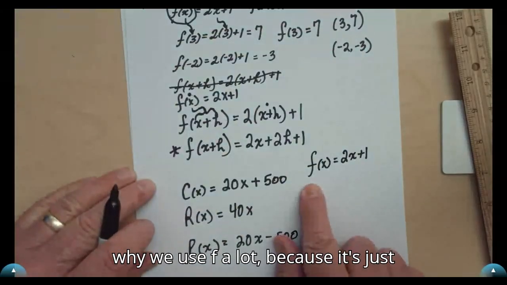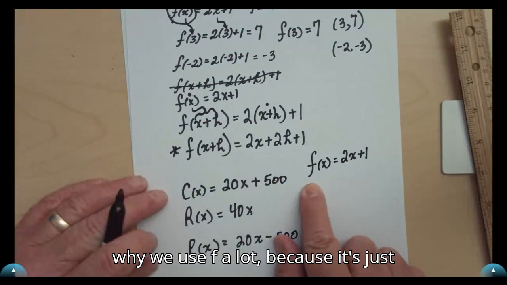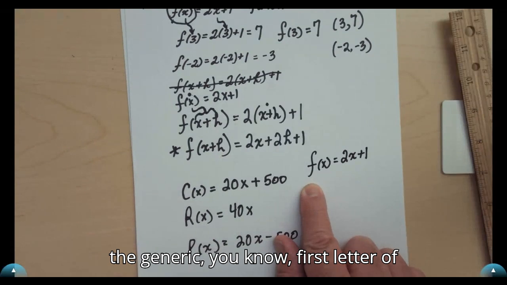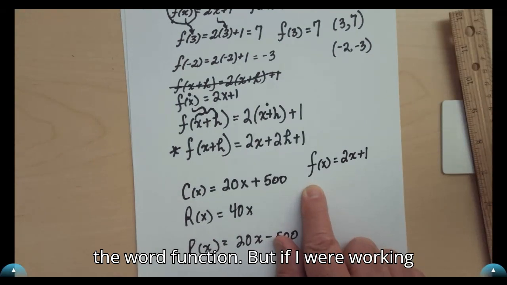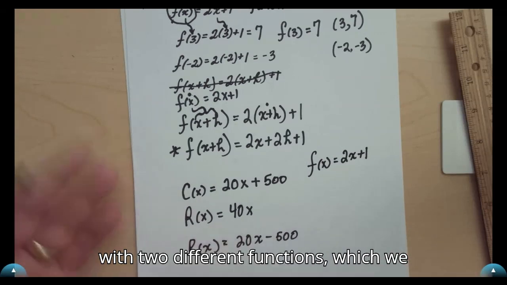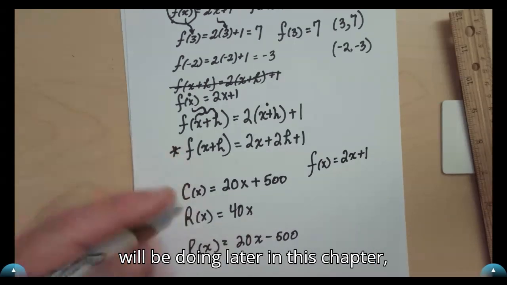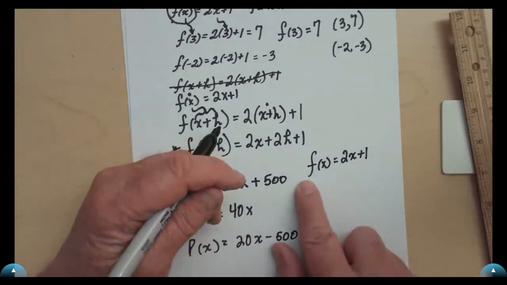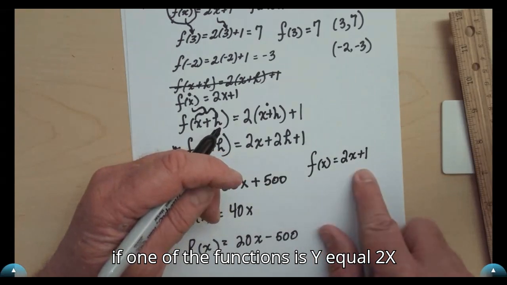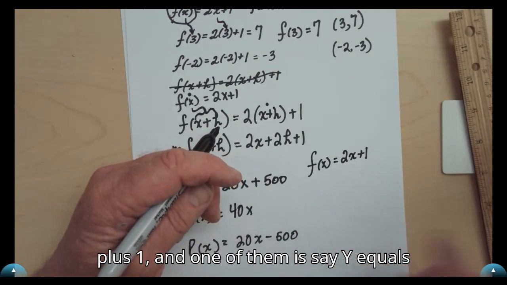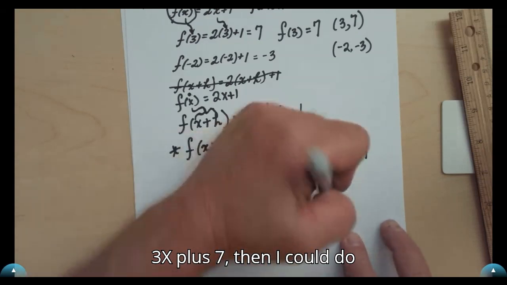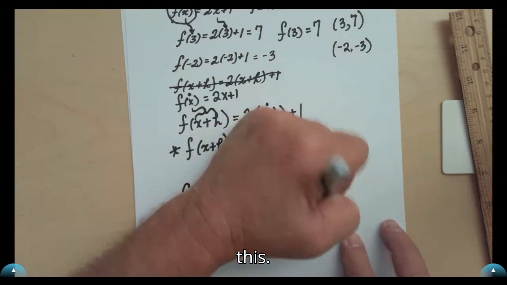And you can see why we use f a lot, because it's just the generic first letter of the word function. But if I were working with two different functions, which we will be doing later in this chapter, if one of the functions is y equal 2x plus 1, and one of them is, say, y equals 3x plus 7, then I could do this.